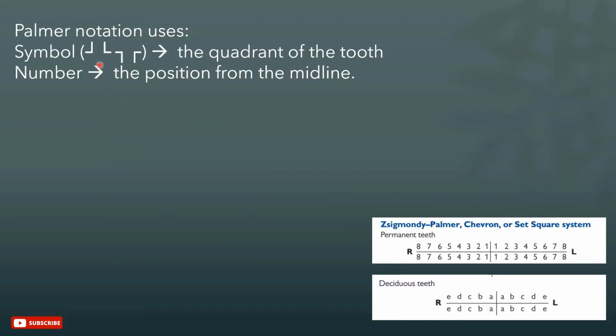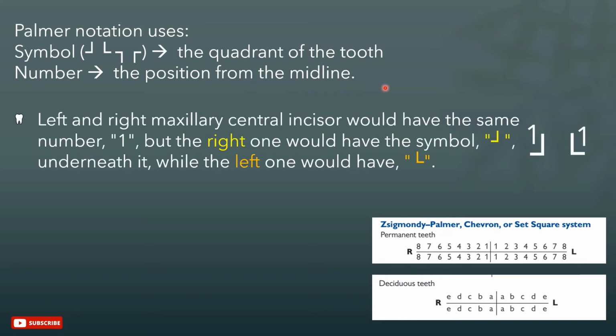As you can see, these are the corner symbols, and the numbers indicate the position from the midline, or which tooth it is. We can take a couple of exercises. For example, you know now that the left and right, upper and lower are indicated by the corner symbol, and then the number or the letter indicates the tooth.